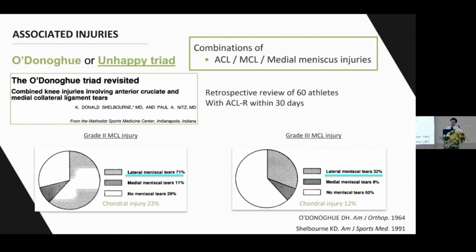The associated injury was known as the unhappy triad, which is the combination of ACL, MCL, and medial meniscus injury. But Dr. Shelburne changed our ideas with his retrospective study. He showed us that lateral meniscus tears also happen more commonly.